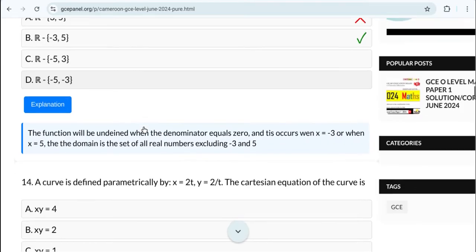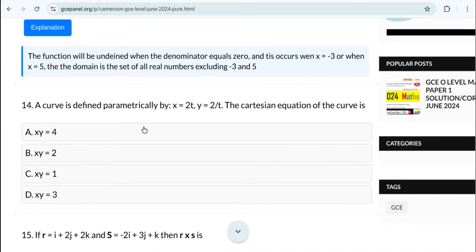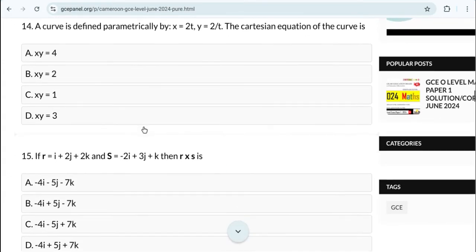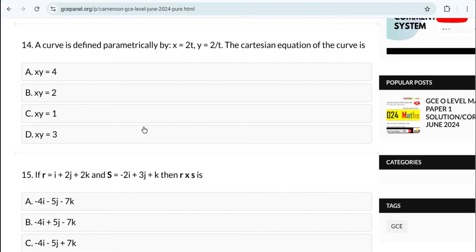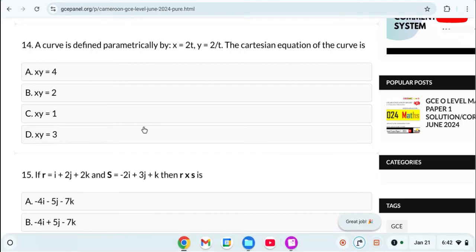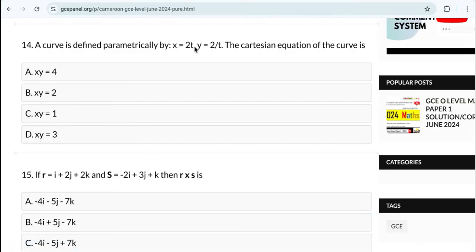Question 14. A curve is defined parametrically by x equals 2t and y equals 2 on t. The Cartesian equation of the curve is... So for the Cartesian equation of the curve, we are going to make x the subject of the formula, or make t the subject of the formula and substitute in the other one, okay? So from here we see that x on 2 is t. And from here t equals x on 2 can be substituted into y equals 2 on t, right? So y will be equal to 2 over t, but our t is x on 2. So when we divide that, we are going to have xy equals 4. Okay, that's A.